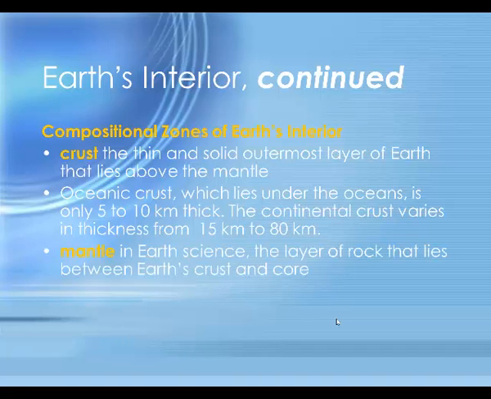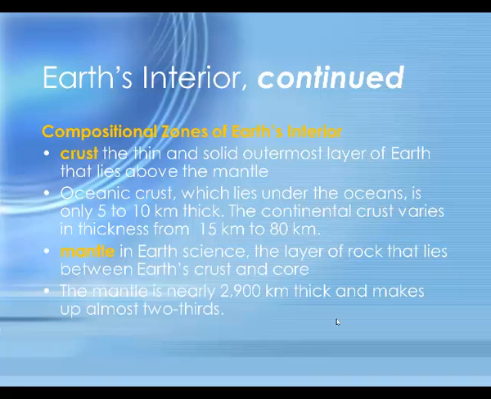The mantle. In Earth science, it's the layer of rock that lies between Earth's crust and its core. The mantle is about 2,900 kilometers thick. It makes up almost 2/3 of the composition of our planet.